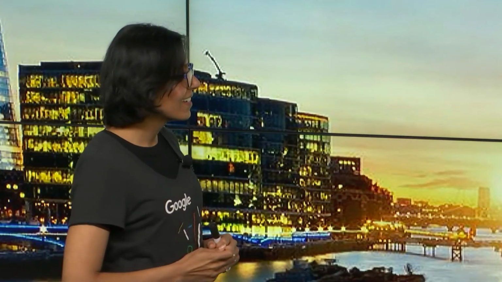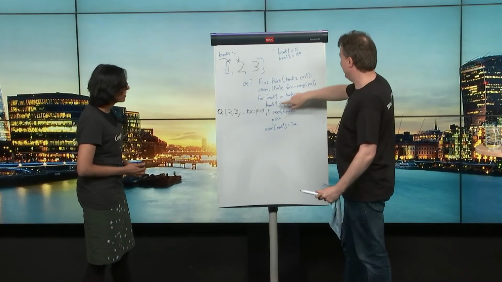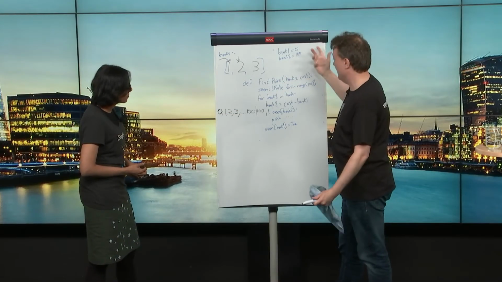Here, Simon has made a simple off by 1 error, and I'm hoping he's going to catch it. It's totally fine to have bugs in your code, but catch them with a test case. Great. So for this first one, bank 2 is going to be 100.